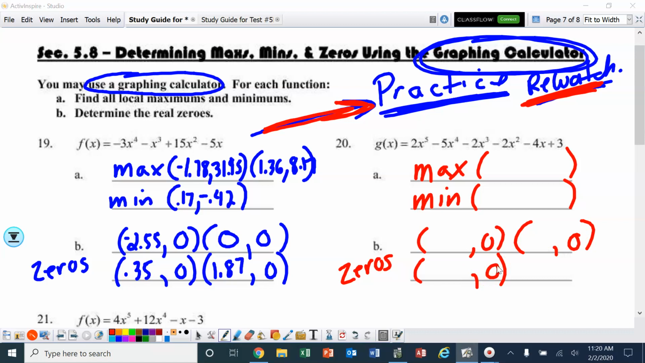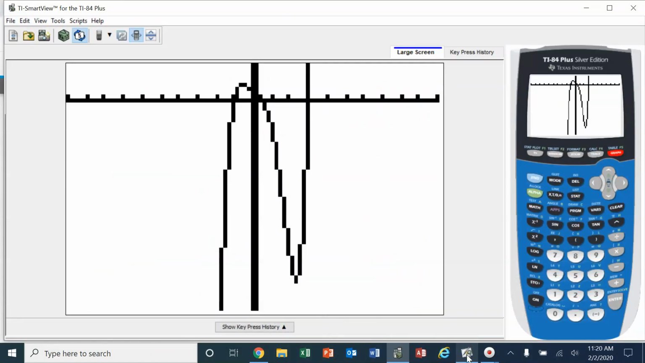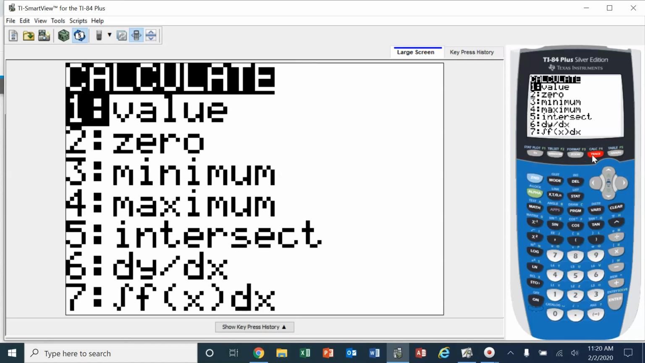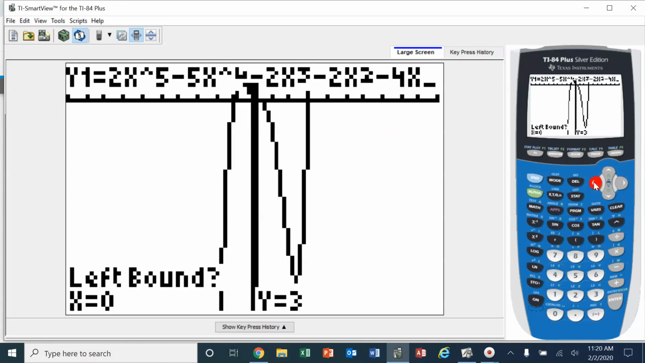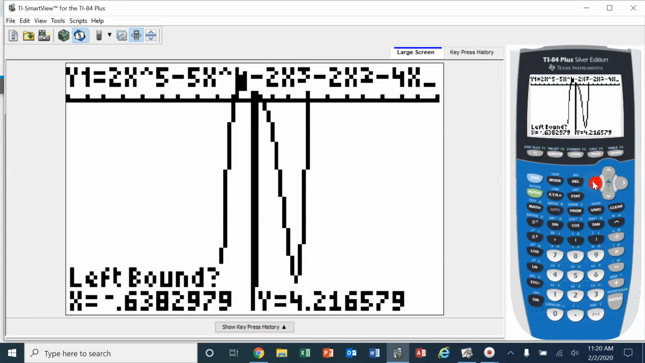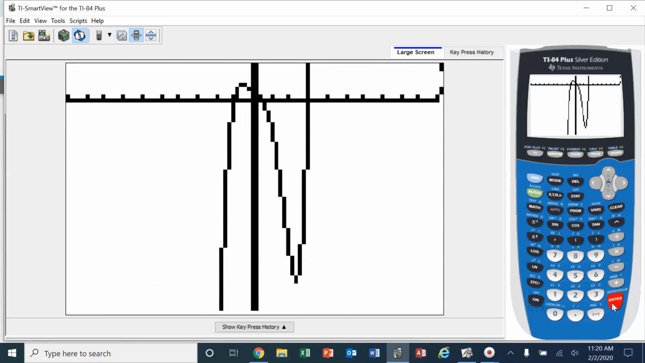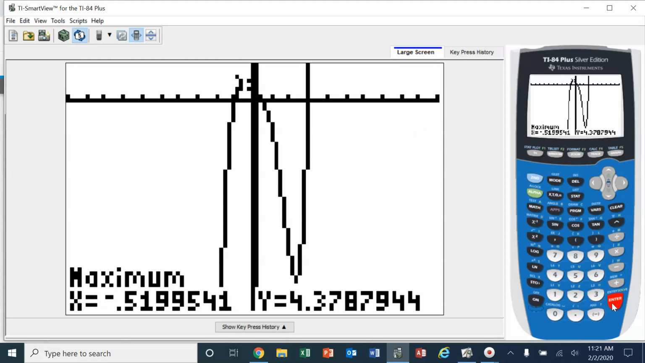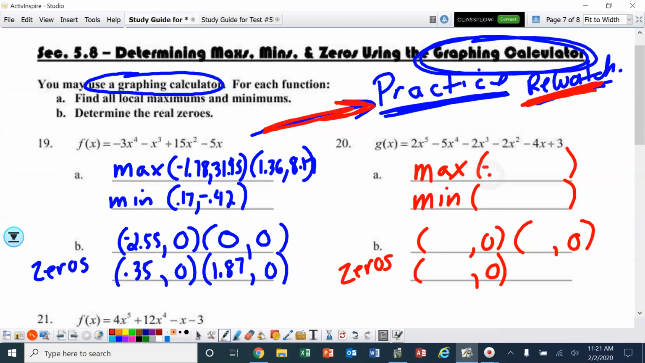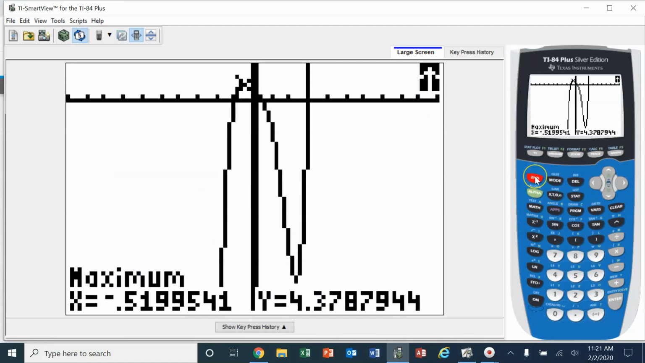All right, I'm going to start off with the maximum. Number 4. I'm close to it already. I'm going to move that little spider so I'm on the left side. There we go. Enter. And move the little spider around to the right side. I'm on the right side. Enter twice. And just like magic, there it is. So the maximum is -0.52, comma 4.38. All right, now the minimum. So I'm going to pick minimum.